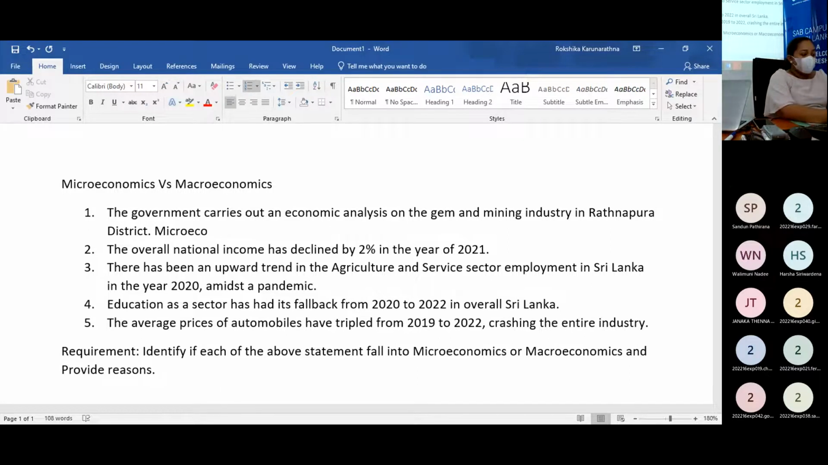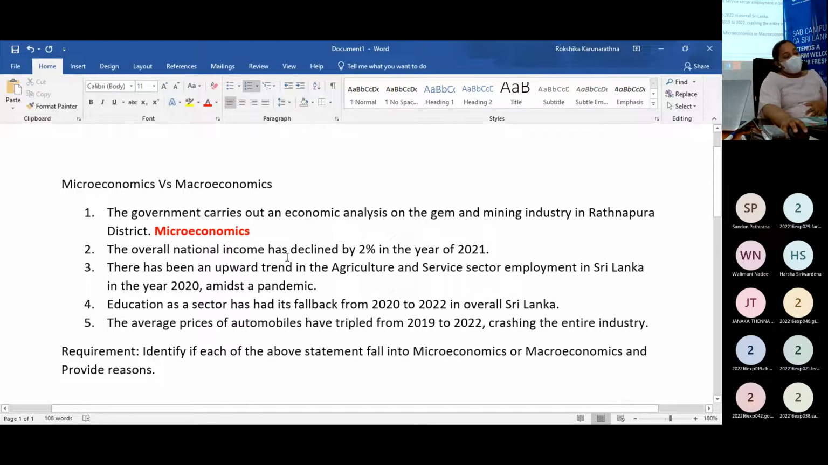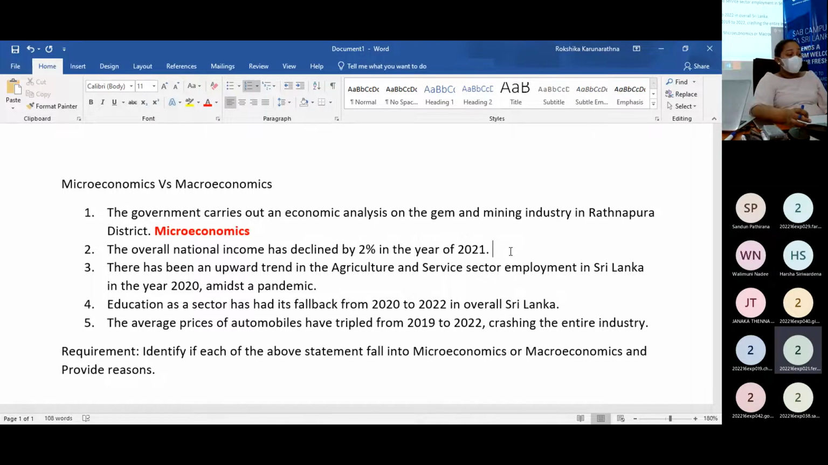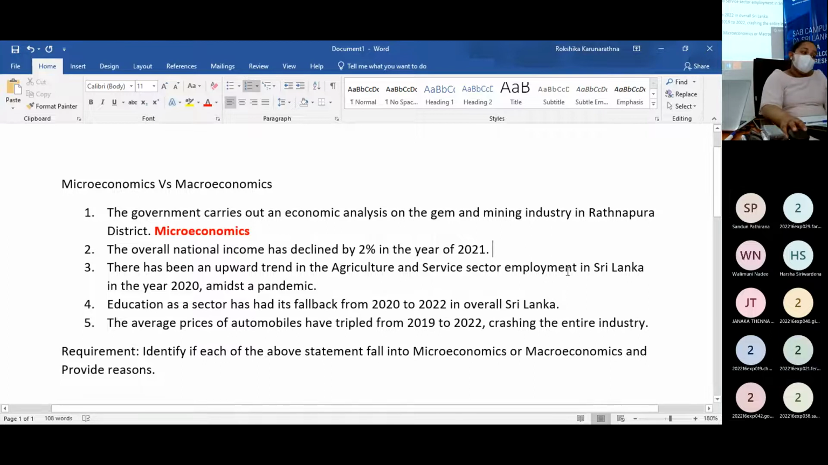Then, Fernando, are you there? Yes, ma'am. What do you think about the second one? The overall national income. Read it out. The overall national income has declined by 2% in 2021. It's income decrease compared to the previous year. Is it microeconomics or macroeconomics? Macroeconomics. Yes. Why is that?